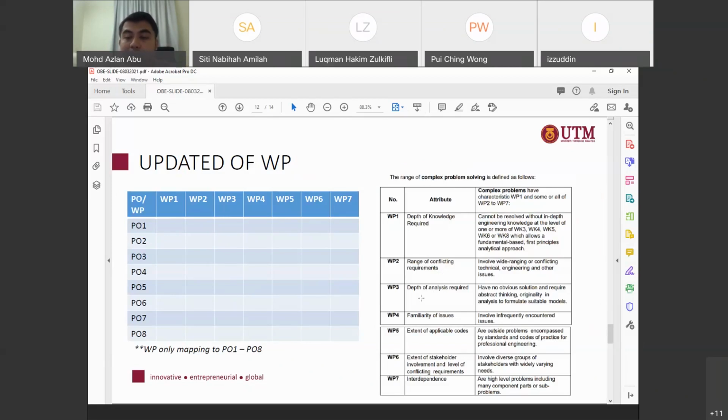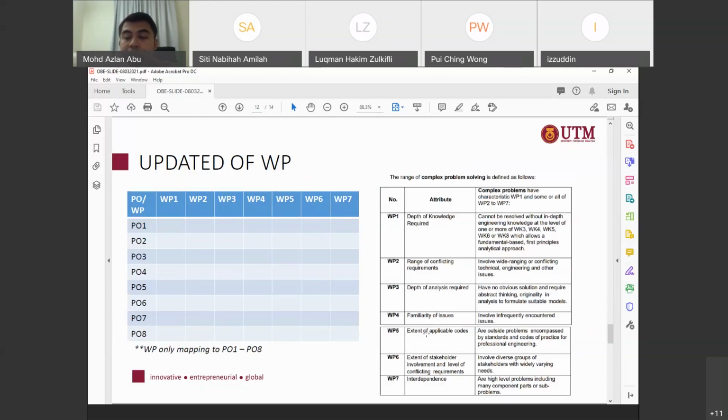Depth of analysis required, WP3, where there is no obvious solution. Sometimes your lecturer gives you a basic question: design maybe sensors that want to measure the depth of a lake, or the height of a building. Your lecturer will not give you any clue, so this falls under depth of analysis. You have to know your own clue and so on. Familiarity of issues involves infrequently encountered issues. They give you 1, 2, or 3 issues, then from those issues, you have to think to solve the problem.